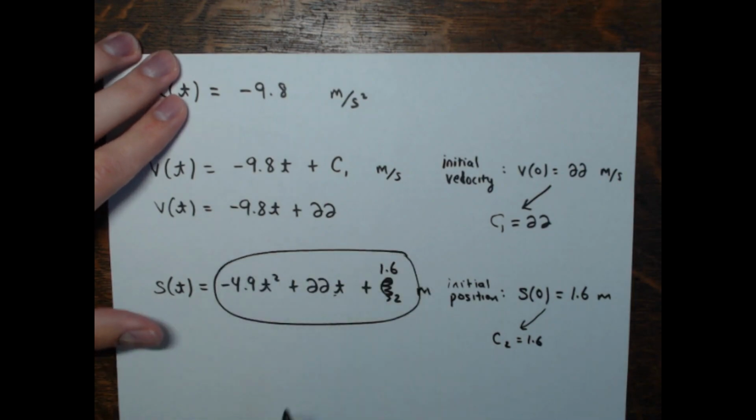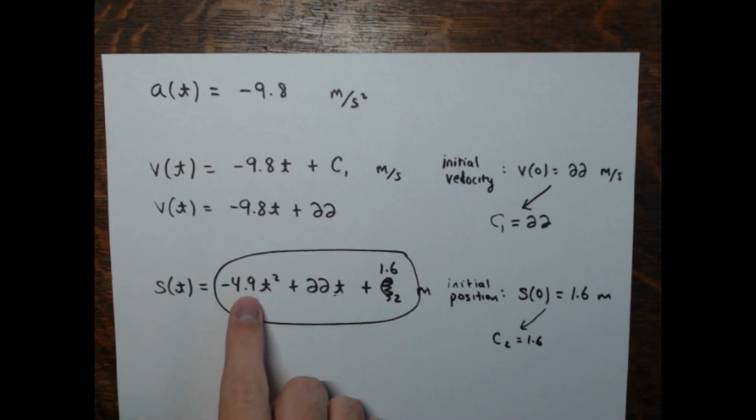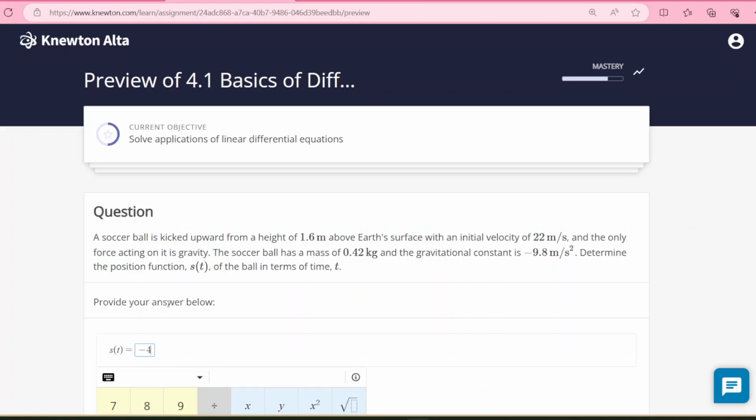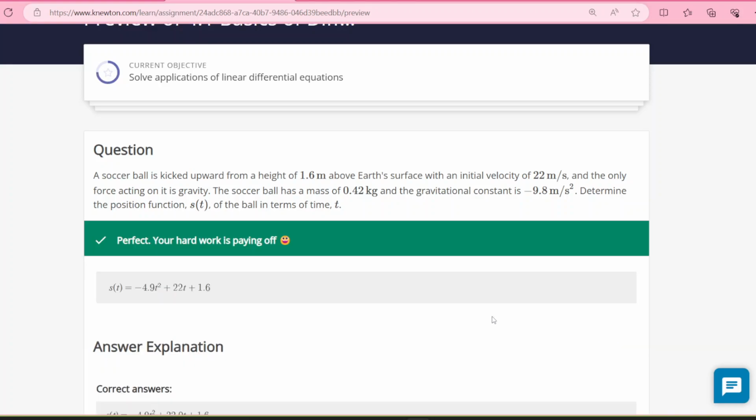And here we go. There's our position function. The height of the ball off the ground at any given time is given by this function here. Type that in. So negative 4.9 t squared plus 22t, and then plus 1.6. 1.6, not 1 divided by 6, 1.6. All right, submit. Great.